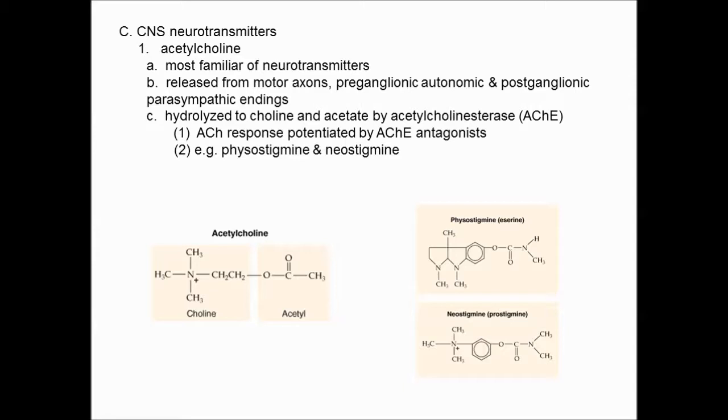This is the structure of acetylcholine. It's extremely well studied. It's released from those motor neurons which we've talked about, but it's also the neurotransmitter of preganglionic neurons. We haven't yet got into the autonomic nervous system and defined what we mean by preganglionic and postganglionic neurons. That's the last lecture of the semester, but I'll be talking off and on about the autonomic nervous system.